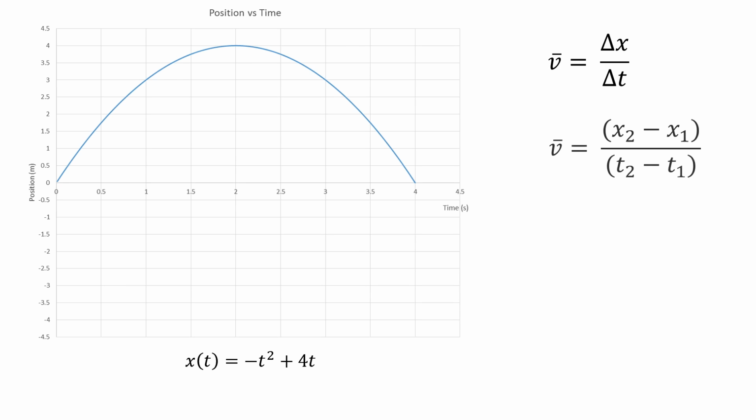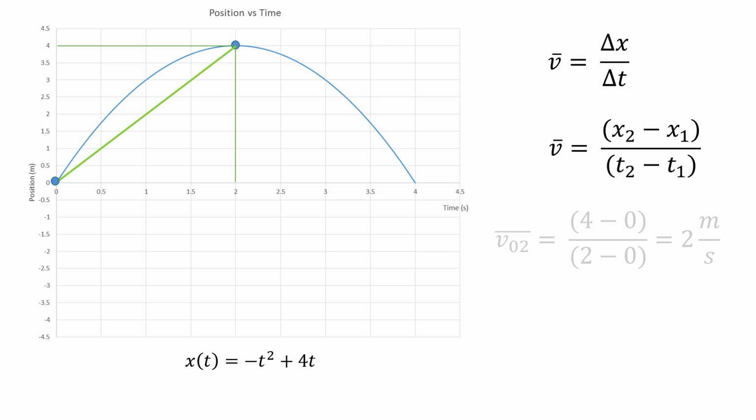a time interval. The bar here indicates that we are actually referring to an average velocity over a relatively large time interval. If we choose any 2 points on this graph, we can determine the average velocity over that interval. For example, take the points at the beginning and middle of our function. The final position over this interval is 4 meters, the initial position is 0 meters. The final time is 2 seconds, the initial time is 0.